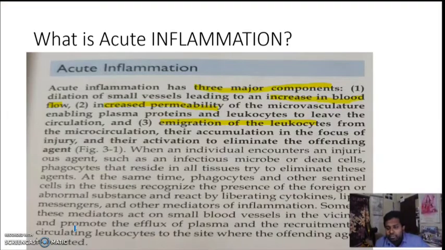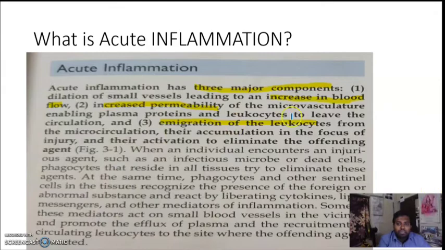So what is acute inflammation? What is the purpose of it? The purpose of acute inflammation is to kill any infectious agent or any offending agent, or tame any offending agent, in a very short period of time.